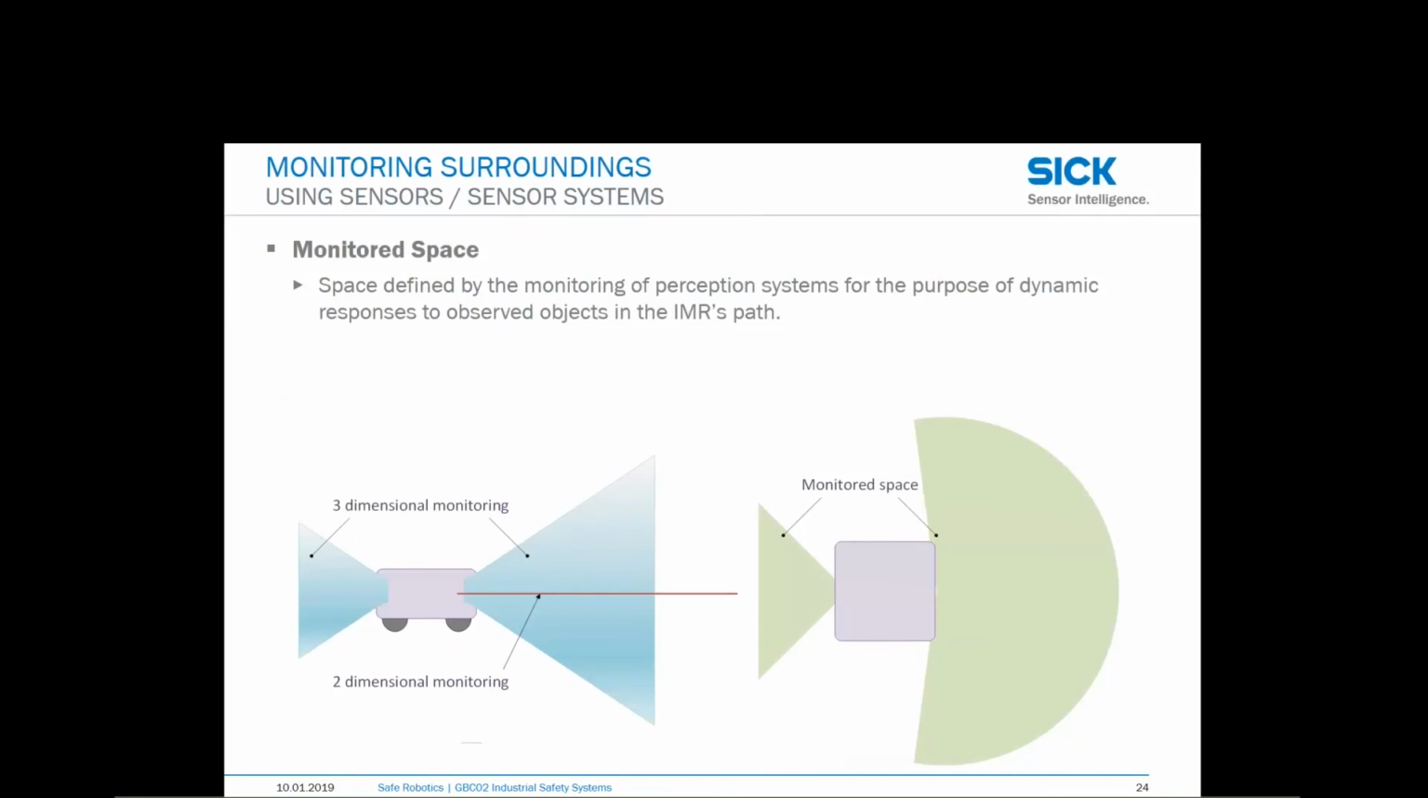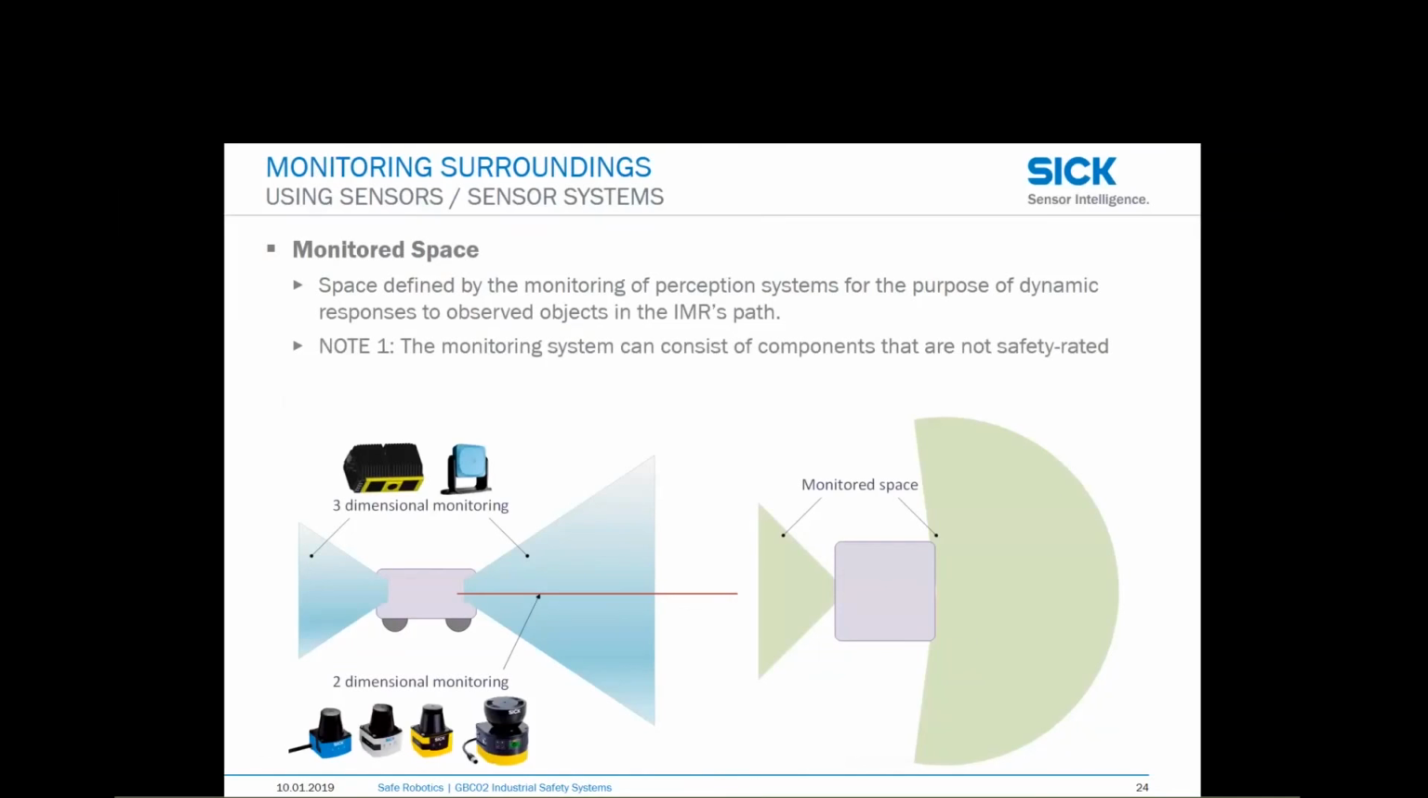Once we start to put manipulators and other types of attachments on the tops of these platforms, we now have to consider a potential 3D space, things above the line of sight or the detection at the floor level of objects in the path of travel. So we have to think about that space and the 2D space.